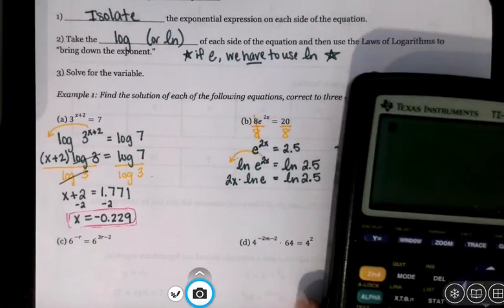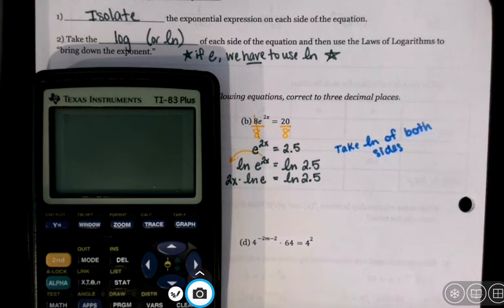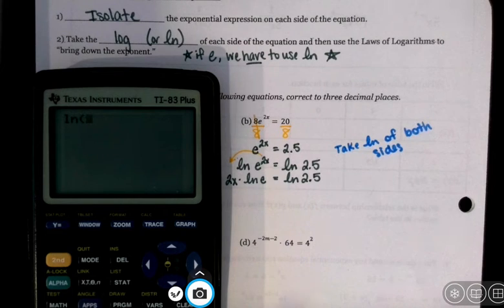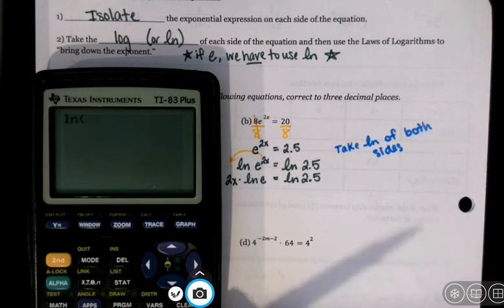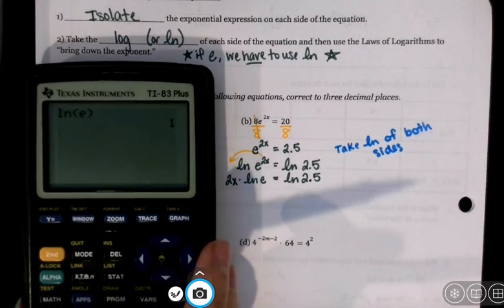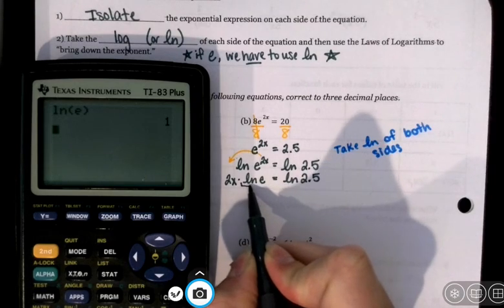So in our calculator, I'm going to put it on this side. I'm going to do natural log of e, and e is on your calculator twice. So there's one above the natural log button, and there's also one above your division button. So I'm going to use this one because my invisible exponent is 1. So I'm going to do natural log of e. And when I hit enter, I get 1. So that means that this piece right here turns to 1.